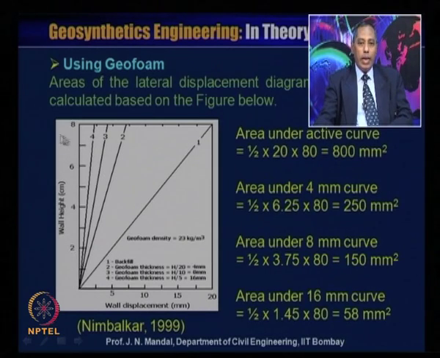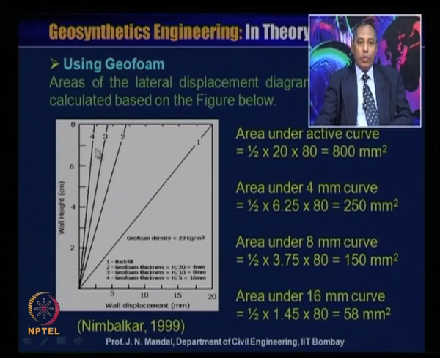Now the area under the 4 millimeter curve. So when you are considering the 4 millimeter curve, that means the thickness of the geofoam is 4 millimeter. So for the 4 millimeter, your wall displacement is somewhere here, 6.25. So this area will be equal to half into 6.25 into 80. So this will give 250 millimeter square.